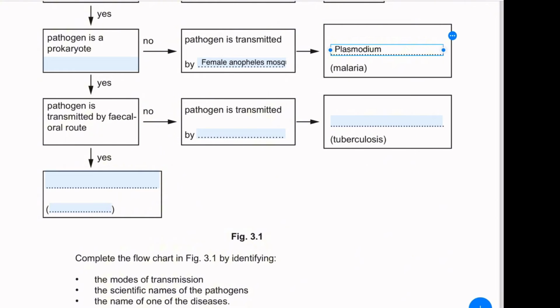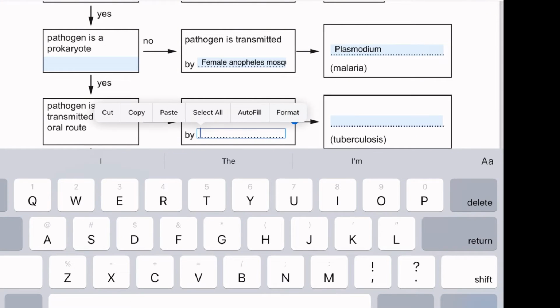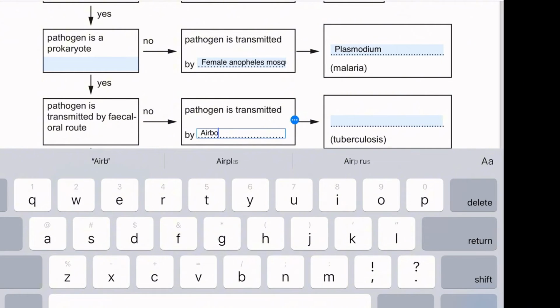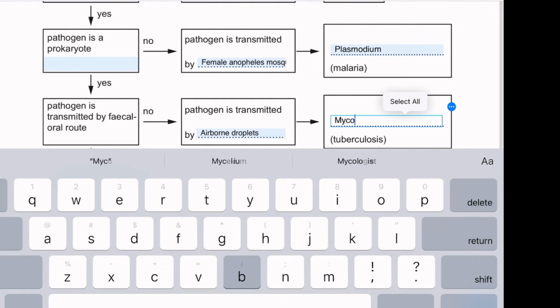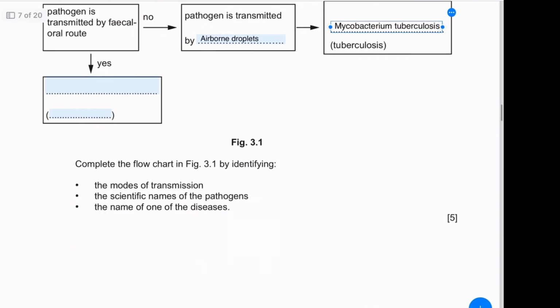Okay. Pathogen transmitted via fecal or oral route. So this is going to be tuberculosis. How is it transmitted? There's airborne droplets. I could just mention airborne droplets. You could mention airborne disease, for example, airborne infection, airborne droplets. Okay. And what's it called? Mycobacterium tuberculosis. And then lastly you have here cholera.